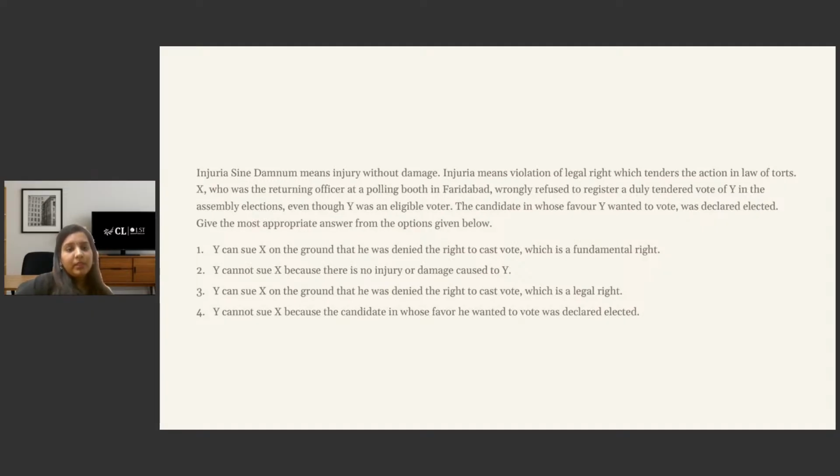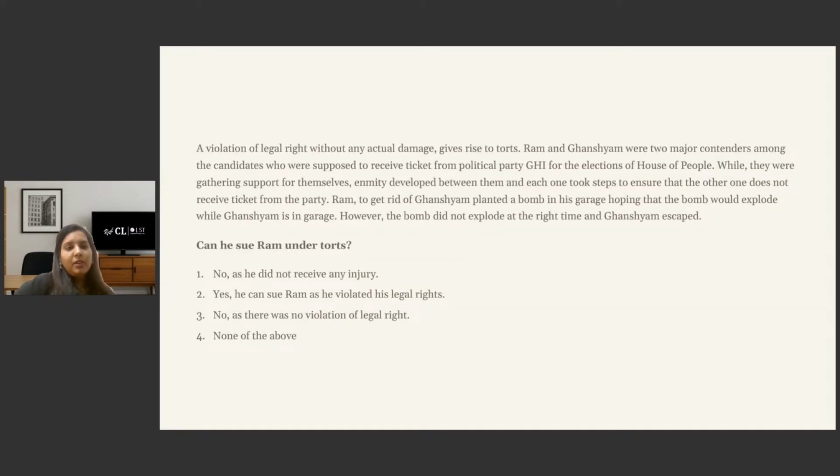X, who was a returning officer at the polling booth in Faridabad, wrongly refused to register a duly tendered vote of Y in the assembly election, even though Y was an eligible voter. The candidate in whose favor Y wanted to vote was declared elected. Give the most appropriate answer for the options given below. The appropriate answer can be that Y can sue X on the ground that he was denied the right to cast a vote, which is a legal right. A violation of a legal right without an actual damage gives rise to torts.